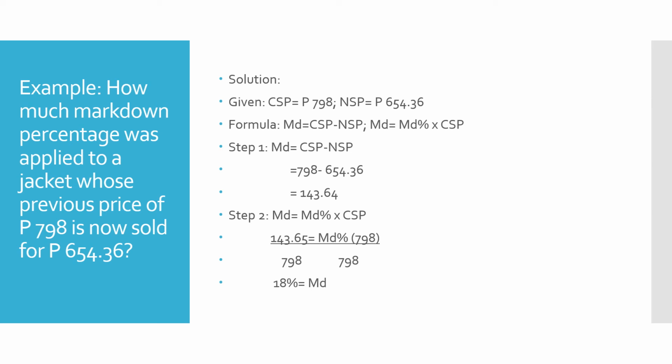Pero ang hinahanap natin is the markdown percentage. Okay, now, since we have the markdown amount of 143.64, that is equal to markdown percentage times 798. Now, para ma-eliminate natin yung figures kay markdown percentage, we have to divide it by 798. Again, this one is 143.64 divided by 798 and you'll get 18%.